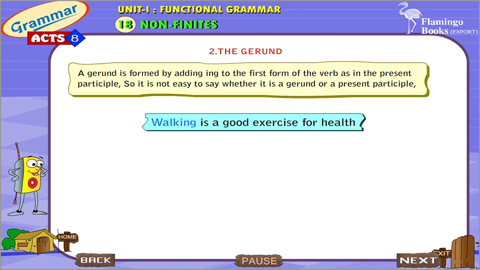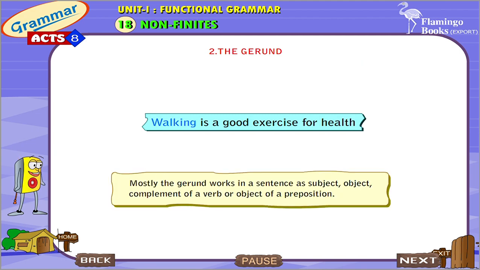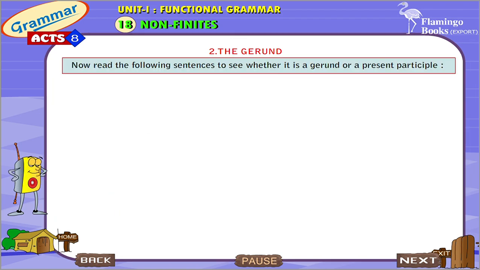The gerund. A gerund is formed by adding -ing to the first form of the verb, as in the present participle. So, it is not easy to say whether it is a gerund or a present participle. Mostly, the gerund works in a sentence as subject, object, complement of a verb or object of a preposition. Now, read the following sentences to see whether it is a gerund or a present participle.